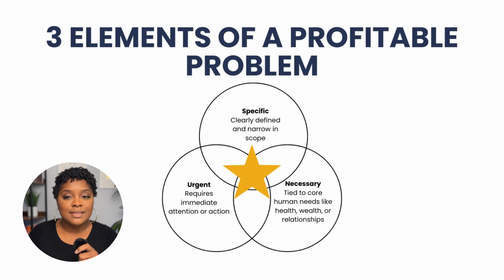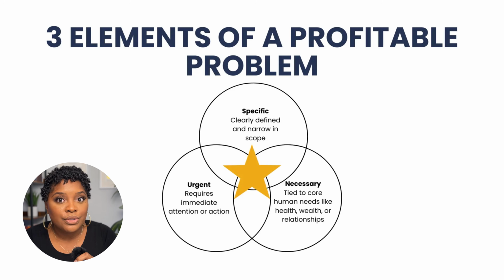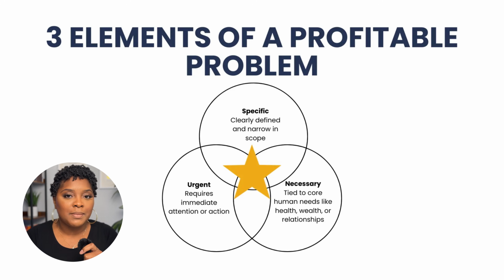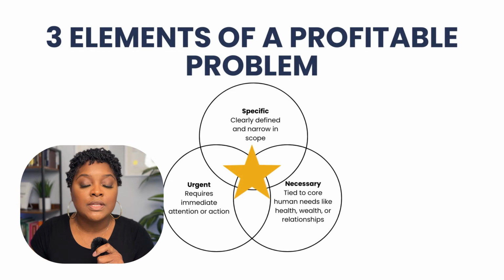And last but not least, it needs to be something that is urgent, meaning they have to solve that problem now. So if someone needs to lose weight because they have a heart condition and the doctor told them they have to lose weight in the next 30 days, that is going to be something that's very urgent. So if you're trying to come up with a digital product to sell, it needs to solve a profitable problem, specific, necessary, and also urgent. Now, if your digital product does not fit into that trifecta, it is probably not going to sell.